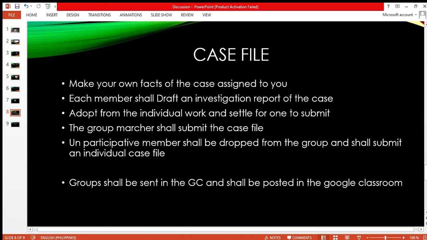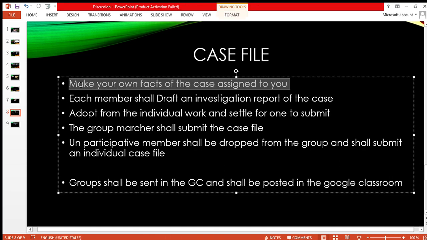What are you going to do? You assign a team leader for each group. After assigning a team leader for each group, you make the facts of your case. Like for example, your case is murder. It is now your task to draft the facts of your case. Kayo ang gagawa ng facts of your case. Ano ang nangyari sa kaso nyo? Anong kaso yan? Kung murder yan, anong nangyaring murder? Paano nangyari ang murder? You answer particularly, of course, the 5 W's and 1 H in making the facts of your case. That is the first activity that you have to do. Make the facts of your assigned case.